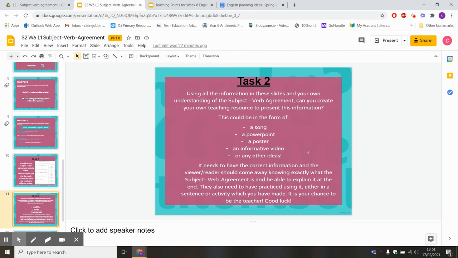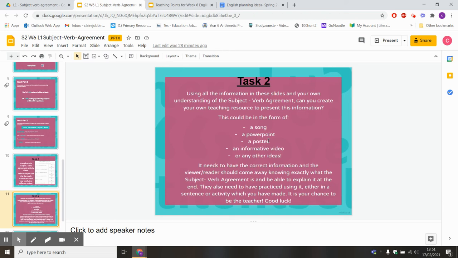Then, ladies and gentlemen, you can move on to task 2, where it says, using all the information in the slides and your own understanding of the subject-verb agreement, can you create your own teaching resource, just like a PowerPoint or something like this, to present this information? This could be in the form of a song, a PowerPoint, a poster, an informative video, or any other ideas. It needs to have the correct information, and the viewer or reader should come away knowing exactly what the subject-verb agreement is and is able to explain it in the end.